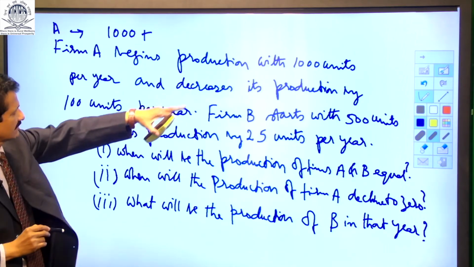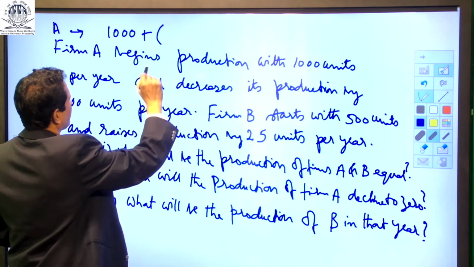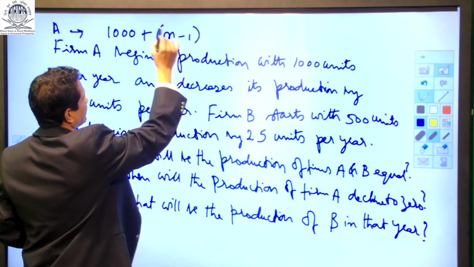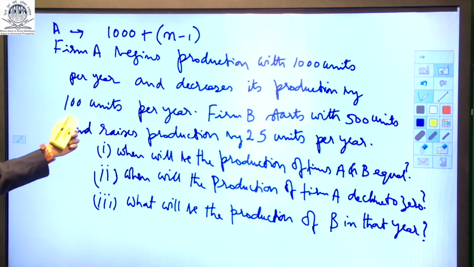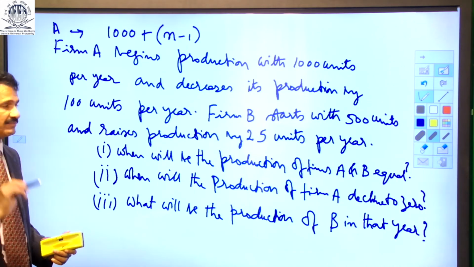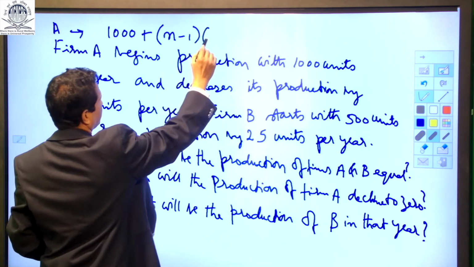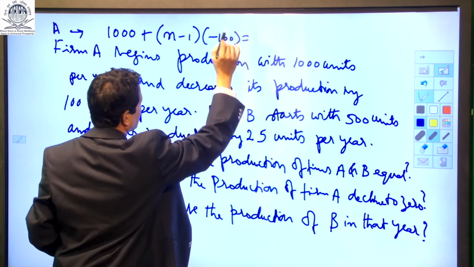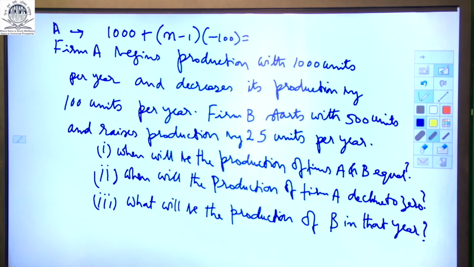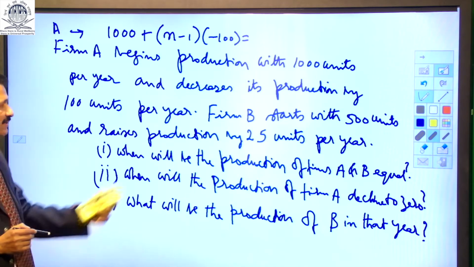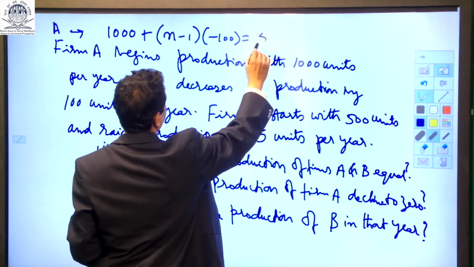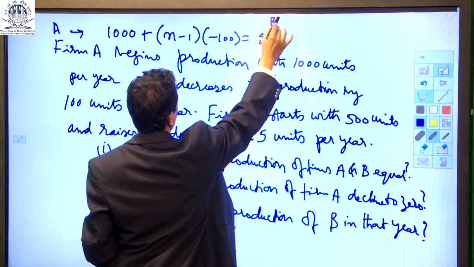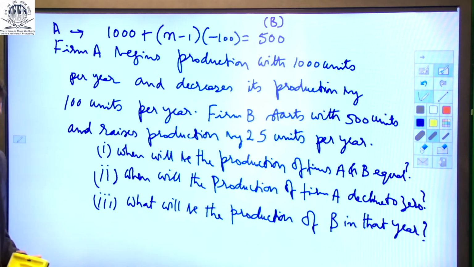initial units is 1000, and n is the number of years, (n minus 1), and D. It begins its production and decreases its production by 100 units. I told you when it decreases we have to take the common difference as minus 100. Now this should be equal to the production of B after n years. That is the condition given in our problem. Firm B starts with 500 units. So it is 500. This is the production for B.